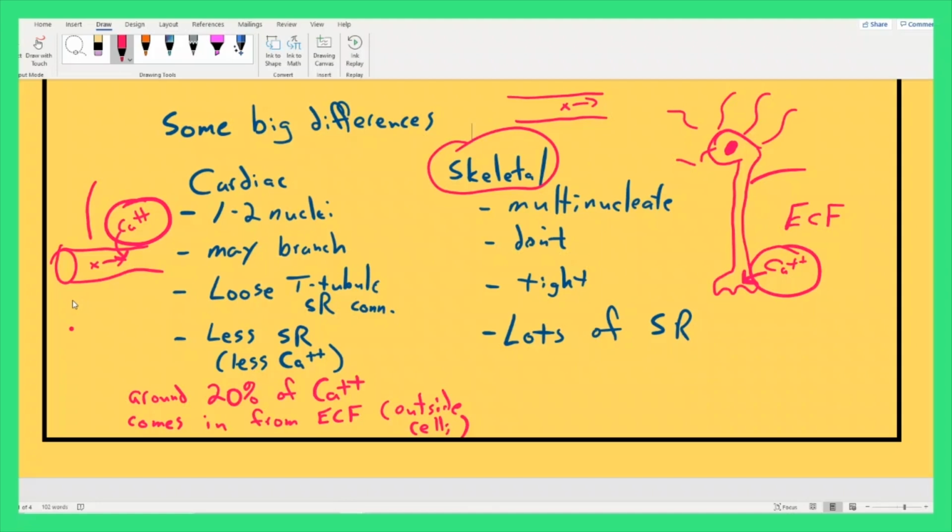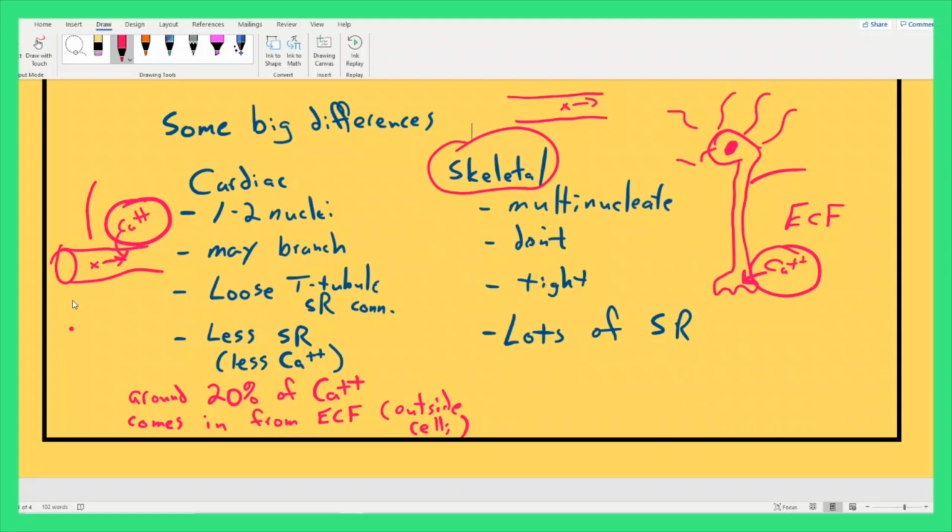So that's a big difference. These loose T-tubule SR connections mean slower contractions, and with less sarcoplasmic reticulum, less calcium, I have to rely on a significant amount of calcium to come in from outside the cells. This is sort of a big thing.